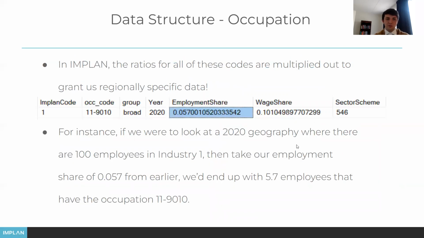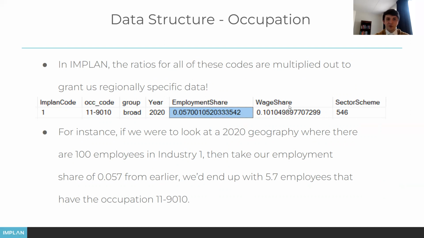So around some assumptions, as I mentioned a couple of times, these data are produced at the national level, but we're still able to produce regionally specific data. So how do we do that? Well, we multiply the ratios that we produce by the study area data that's already found in the IMPLAN application.